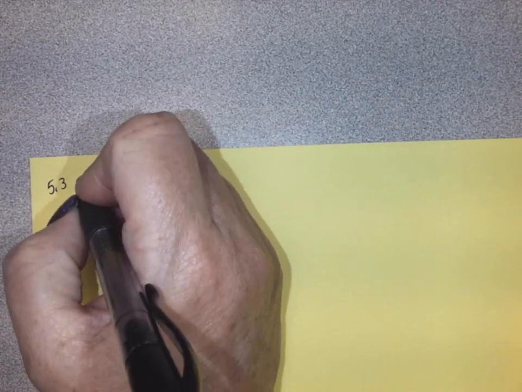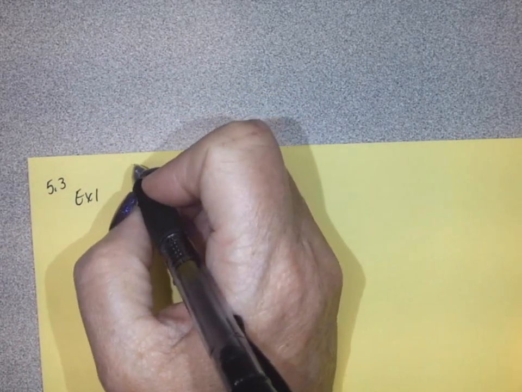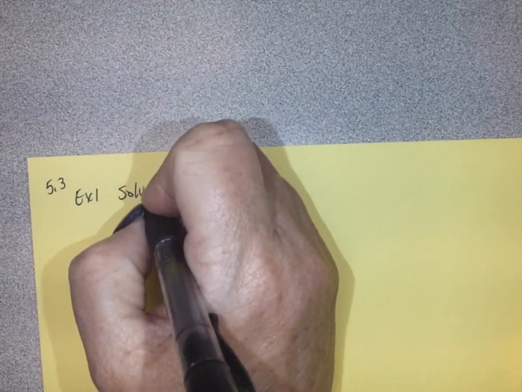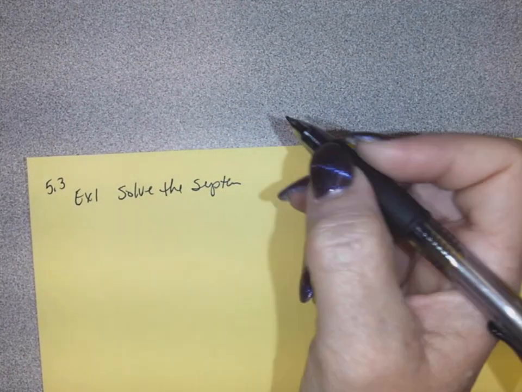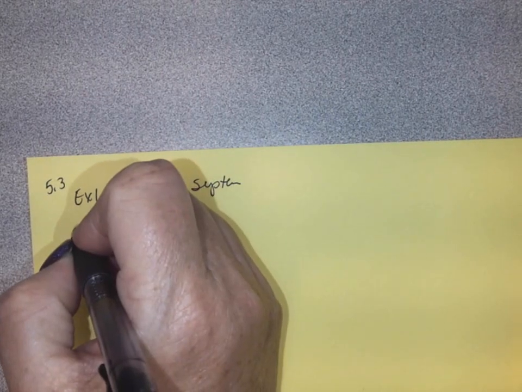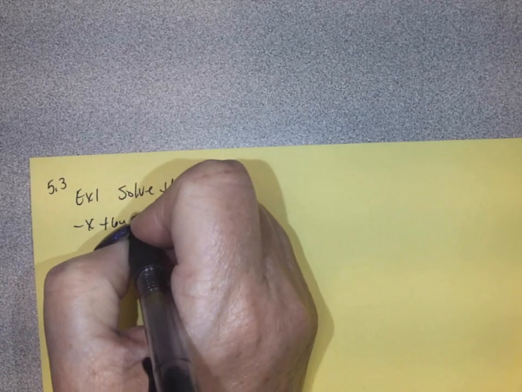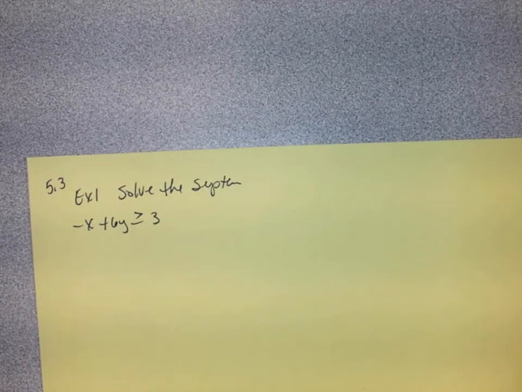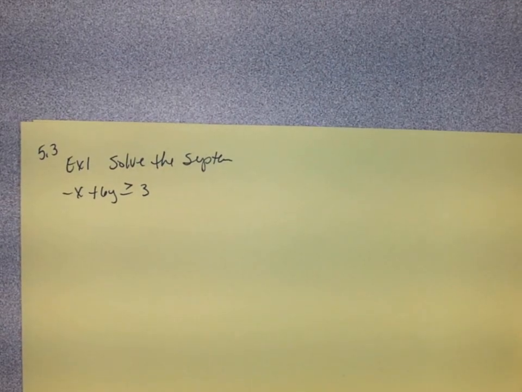All right, so this is 5.3, and this will be example 1, and we're solving the system again. So I'm going to write the equations in separate spots here. So we have negative x plus 6y greater than or equal to 3. I'm going to write each equation as we go through it, so I don't have to keep rewriting everything.